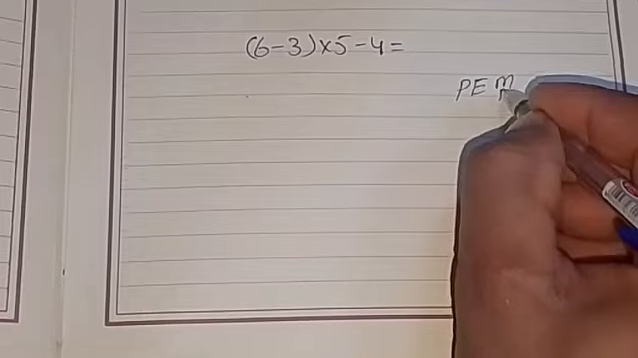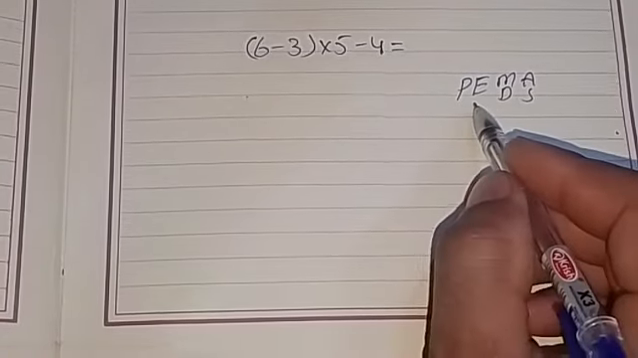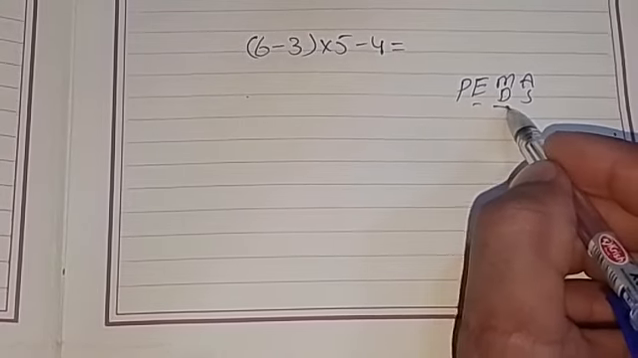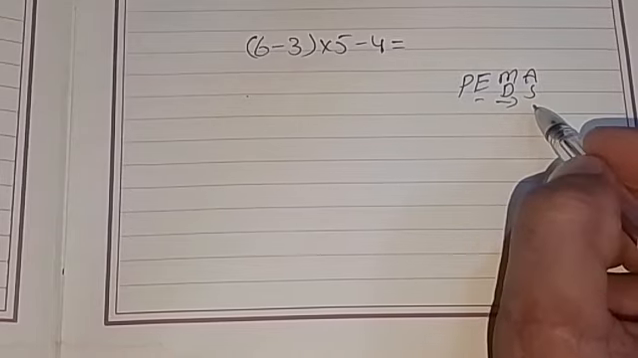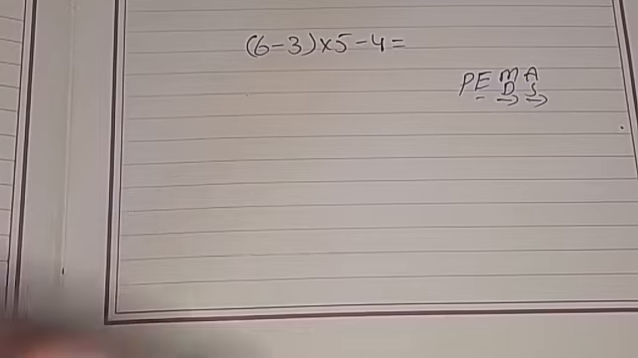According to the PEMDAS rule, first we solve parentheses, then exponents, then multiplication or division. Multiplication or division we solve from left to right, and addition or subtraction we solve from left to right. Now we solve it.